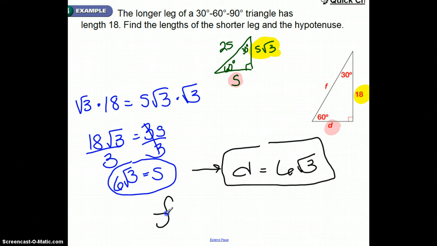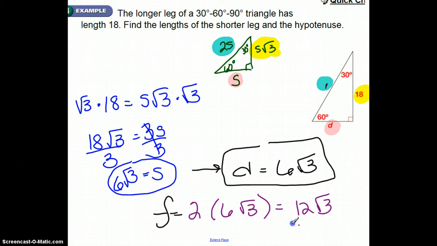Now to find F, if we were to look at this picture, 2S and F match up. So F has to equal 2 times what S was. So 2 times 6 square root of 3, which means that it's going to be 12 square root of 3. So F equals 12 square root of 3. Now again, remember, this is going to be one of those sections where you're really going to have to practice. So please make sure if you're having any questions or concerns to let me know.